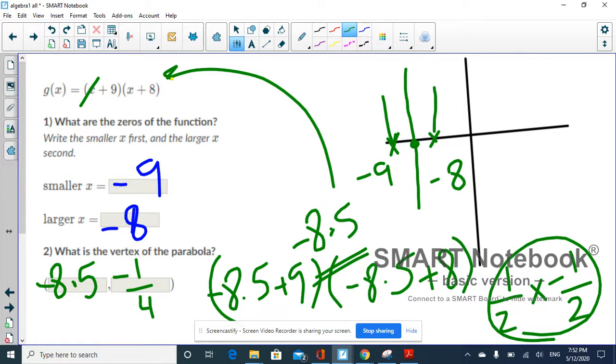Okay, that means it's somewhere down here. Okay, this is the vertex, -8.5 and -1/4. You can change -8.5 into a fraction.